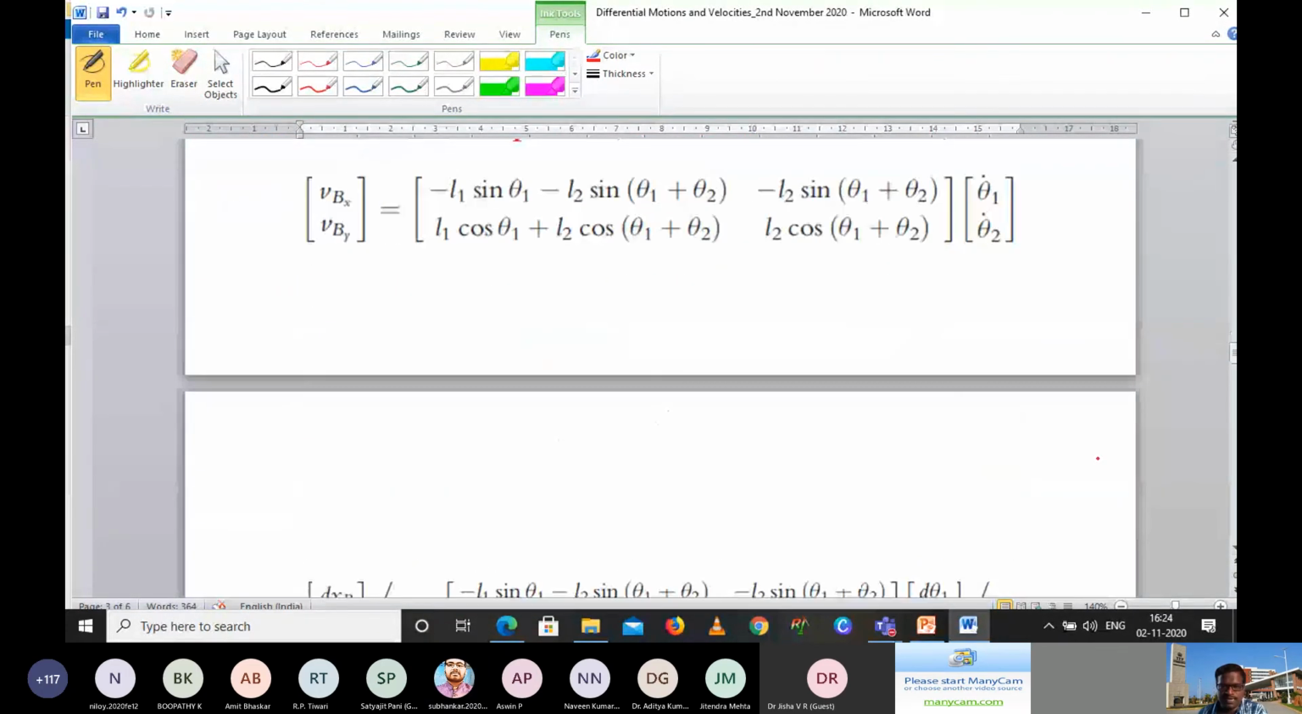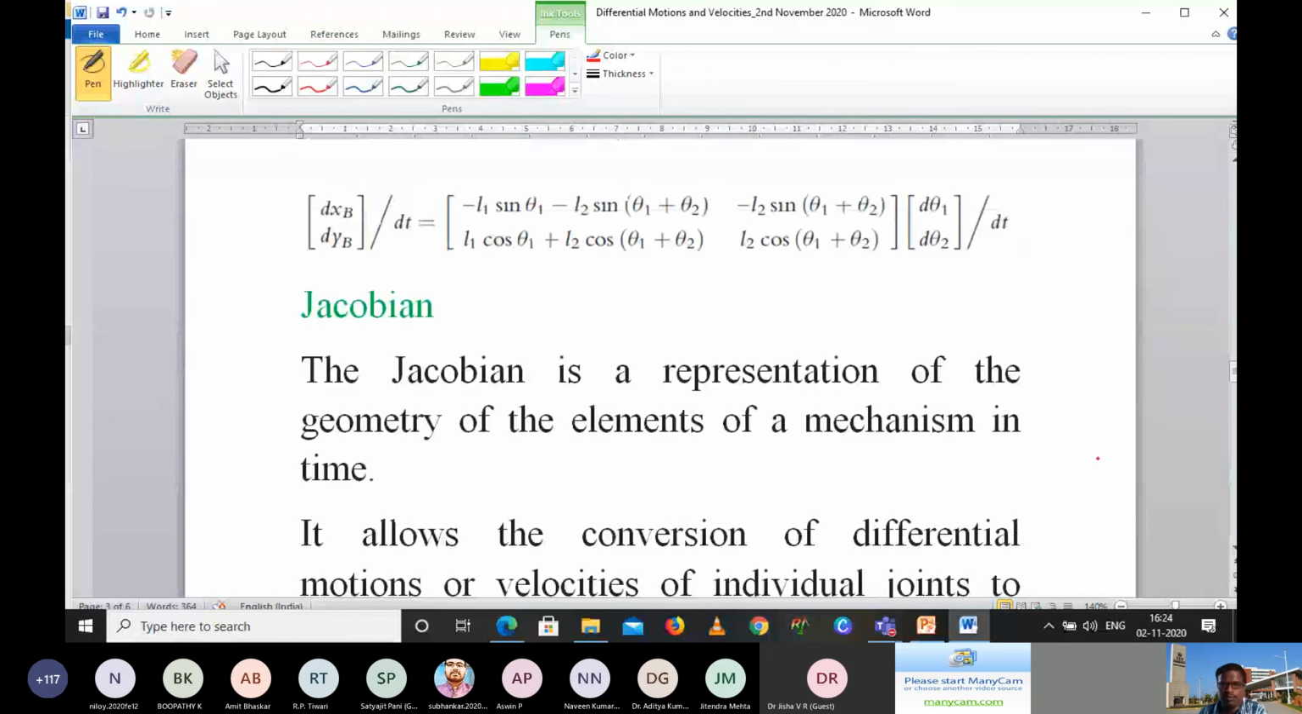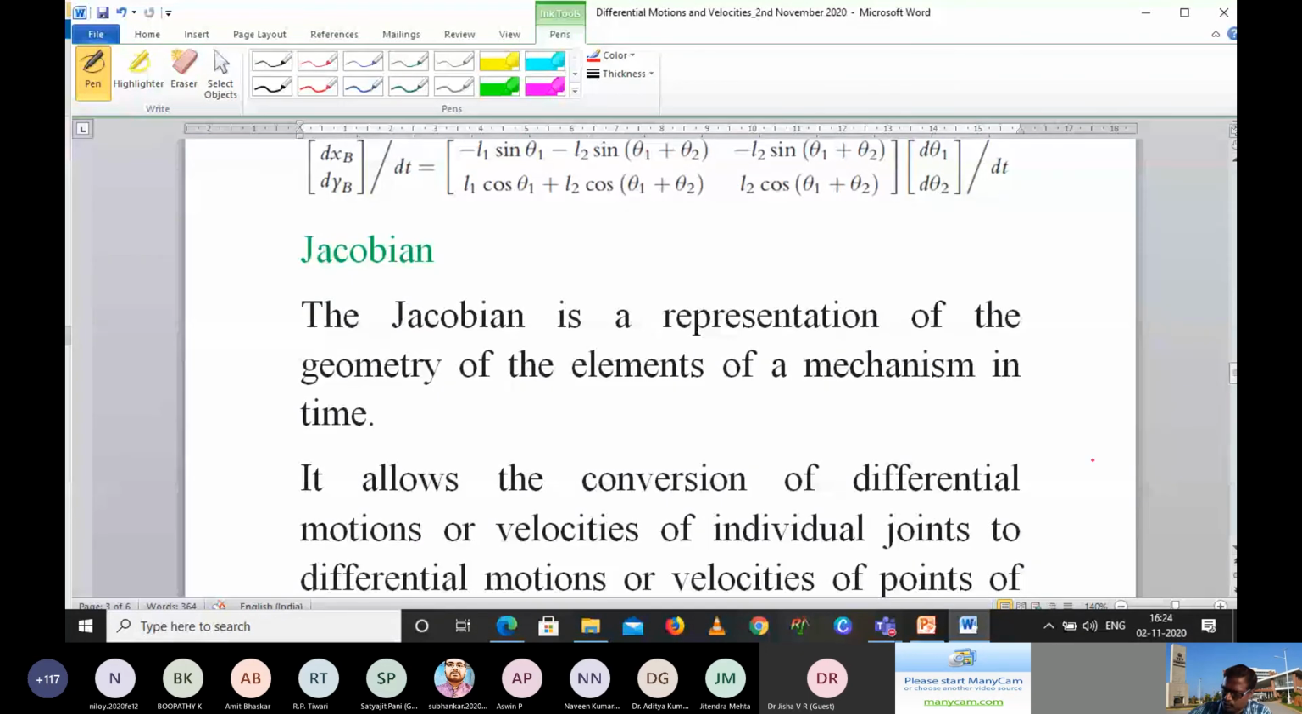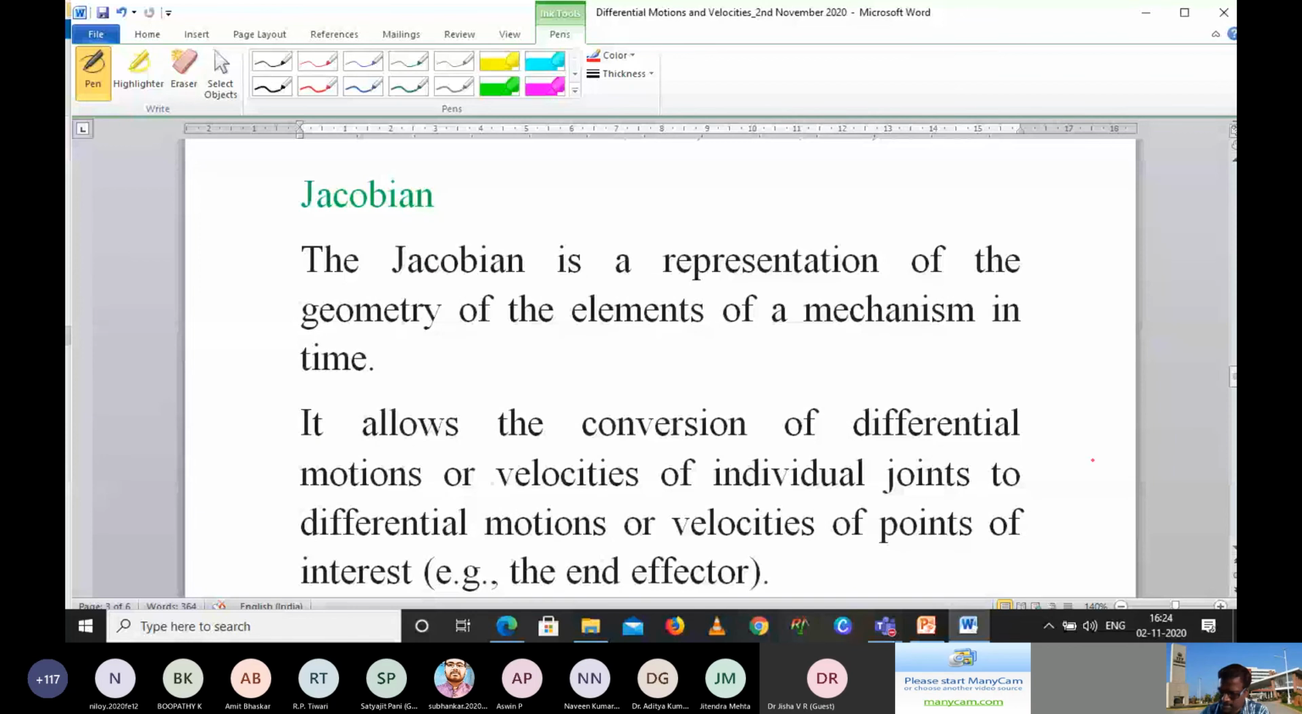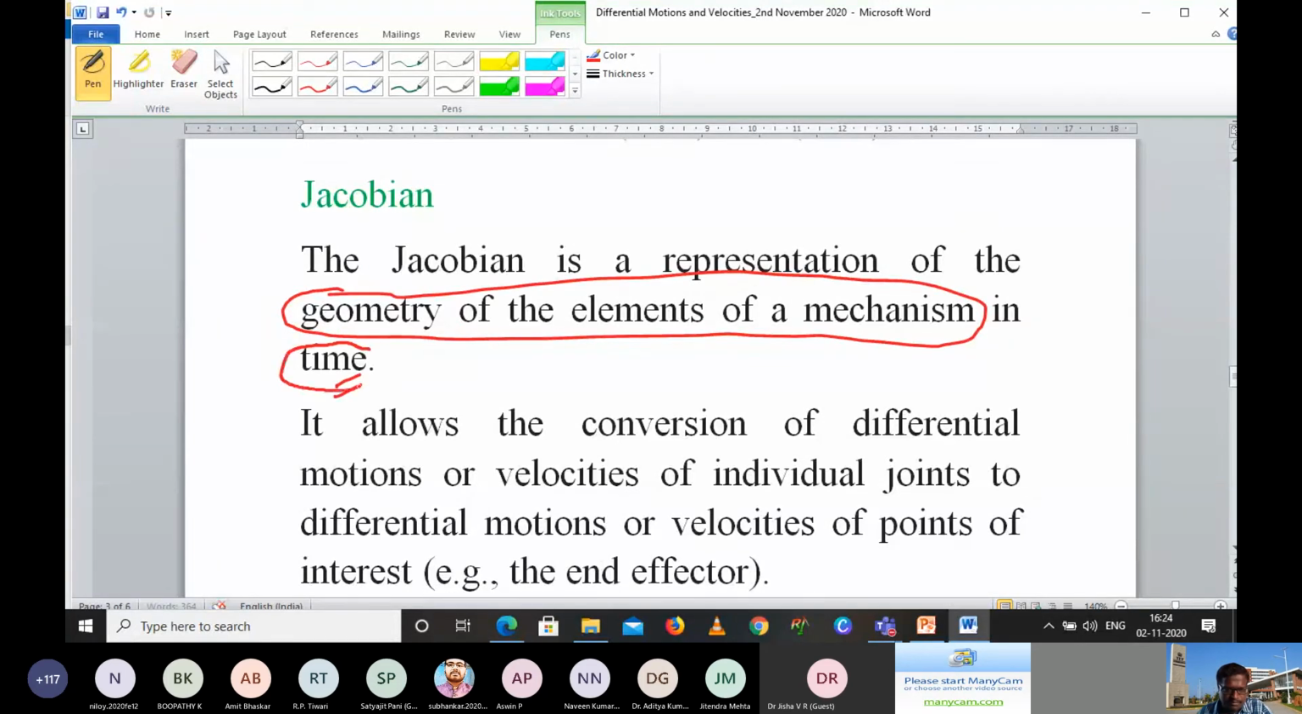So once we have done that, now I want to give a brief about the Jacobian. Those who are not clear about these terms, you can make it clear. The Jacobian is a representation of the geometry of the elements of a mechanism. Anyway, the professor will teach tomorrow. Please take this down. A very important term is time. So the Jacobian is a representation of the geometry of the elements of a mechanism in time.